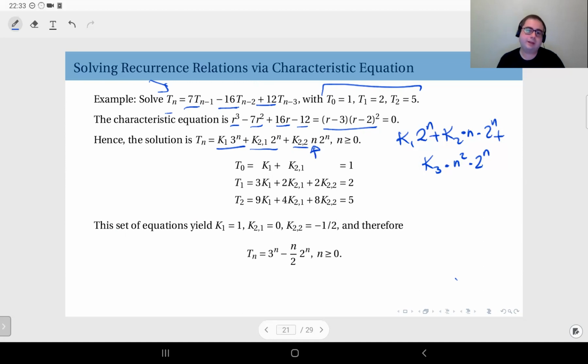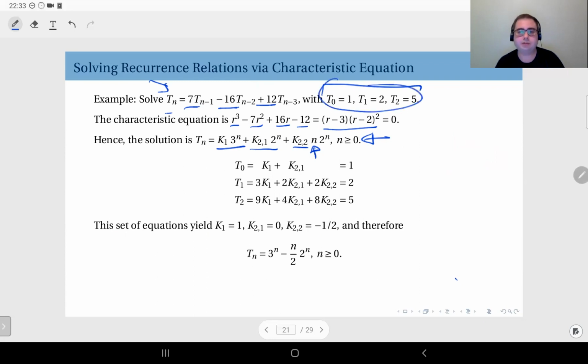Okay, so you get the idea. At every repeated root, you add a factor of n to each of the components. Therefore, the general solution is of this form. The only thing that remains here is to find the k coefficients, and to be able to do that, just plug in the initial values T0, T1, and T2.